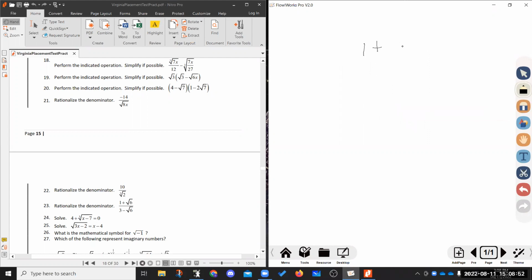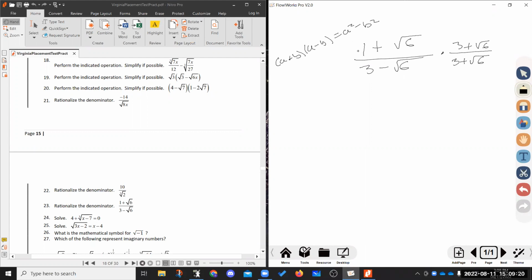Now I want to rationalize, and this is more like what you're going to see in pre-calculus. We're going to have to multiply by the conjugate pair. And so when I see in the denominator that I have 3 minus root 6, I'm going to multiply by the conjugate pair of 3 plus root 6. This goes back to that rule about a plus b times a minus b is always going to give me a squared minus b squared.